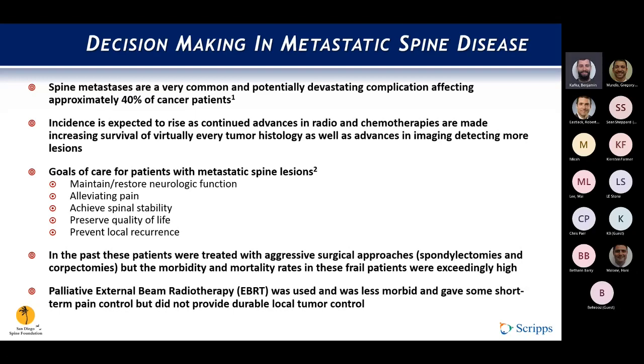And in the past, these were treated with aggressive surgical approaches, spondylectomies and corpectomies, but the morbidity and mortality rates in these very frail patients were exceedingly high. And so that led to a pendulum shift the other way, which led to patients with metastatic spine disease only being treated with external beam radiotherapy. And this was less morbid and did give some short-term pain relief, but had poor neurologic improvement rates and poor local control rates.